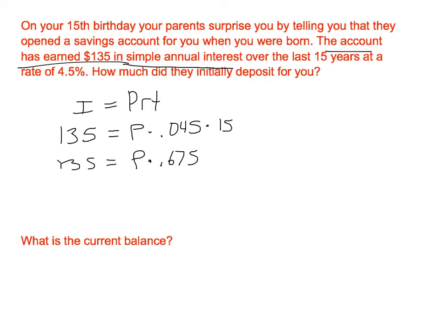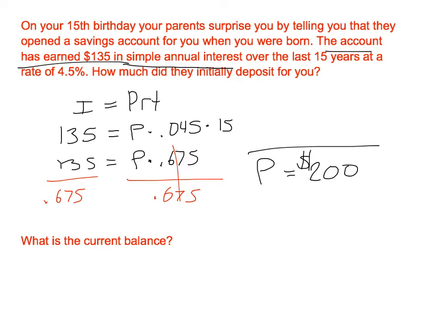And let's see. What we can do now is that we have P times 0.675. Well, if I divide by 0.675, which is the inverse operation of multiplication, I can get rid of it there and P will be by itself. But I have to divide the other side by 0.675 also. So if I take 135 and divide it by 0.675, what I end up getting is this: P equaling $200. So there you go.